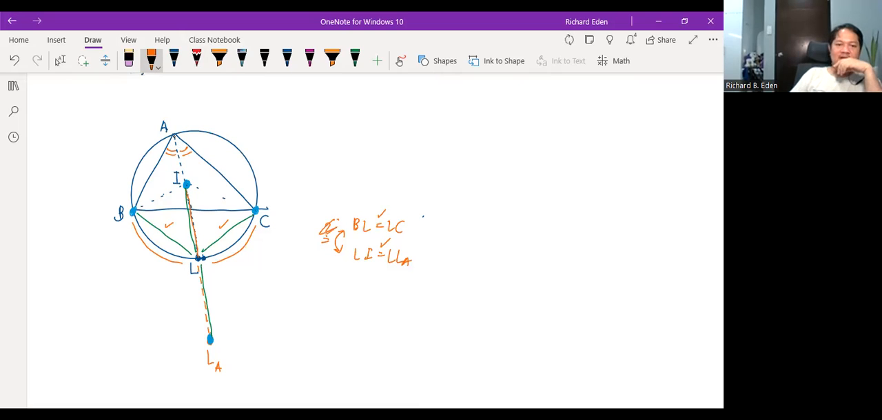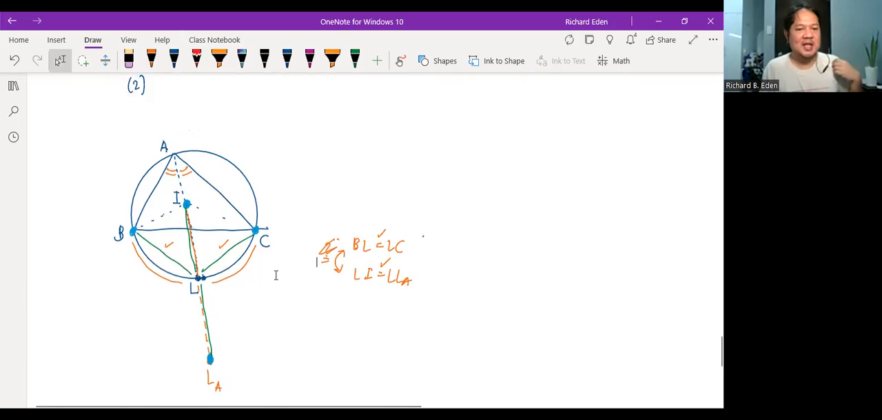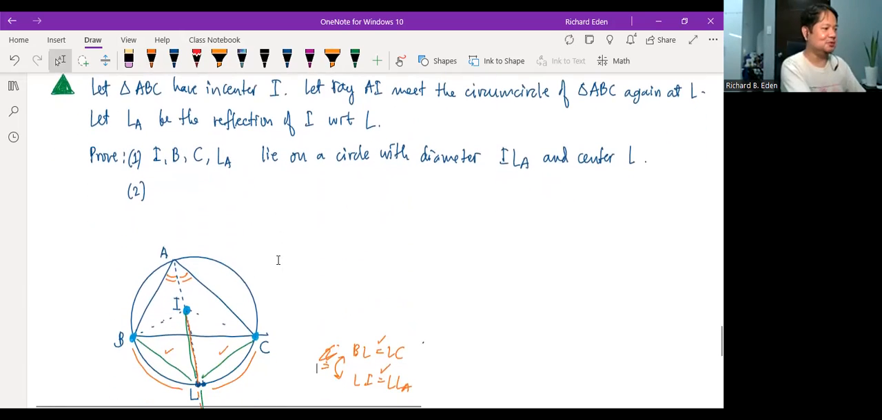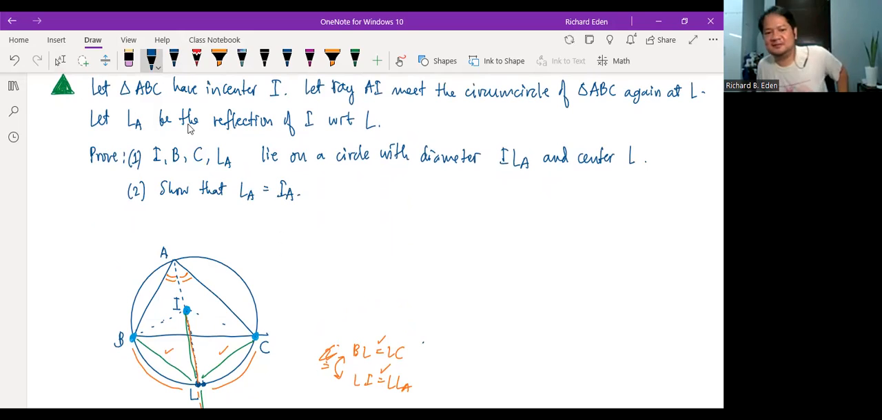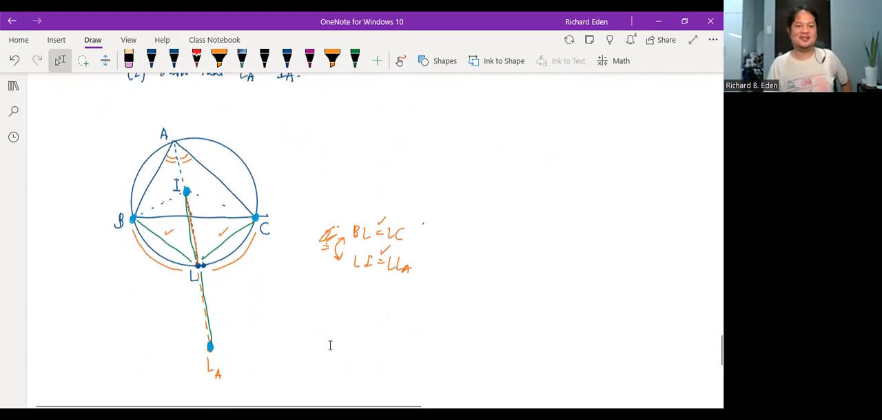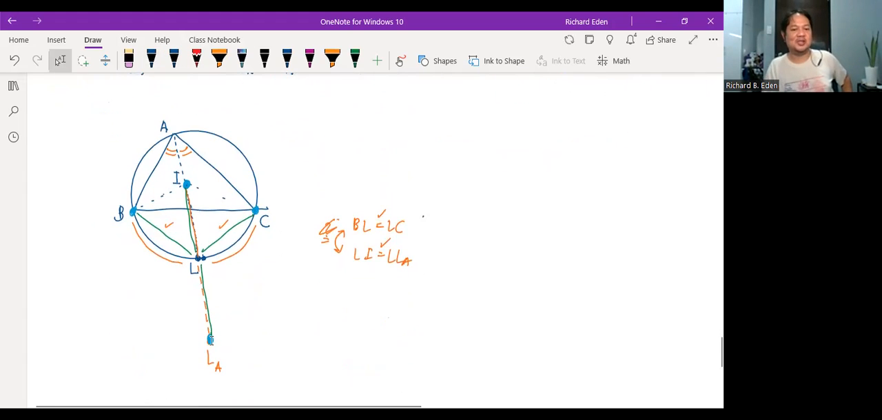Okay, but I am not done yet. Number 2, cyclic quadrilateral. Show that L sub A equals I sub A. Funny green box moment. Show that L sub A is actually the excenter.